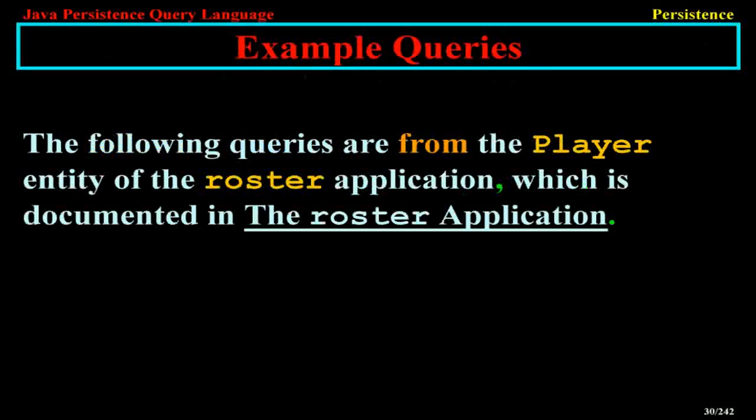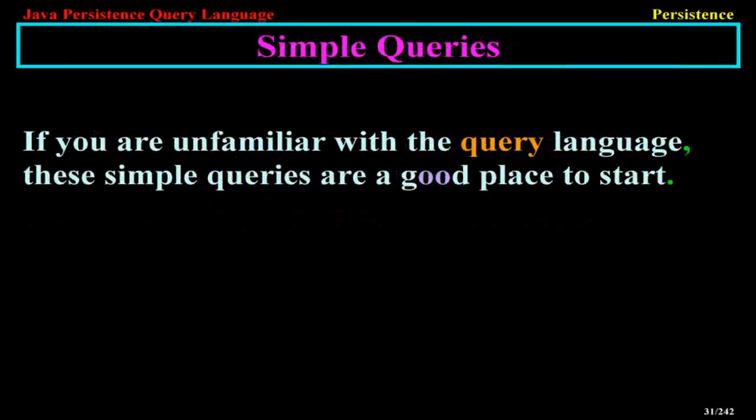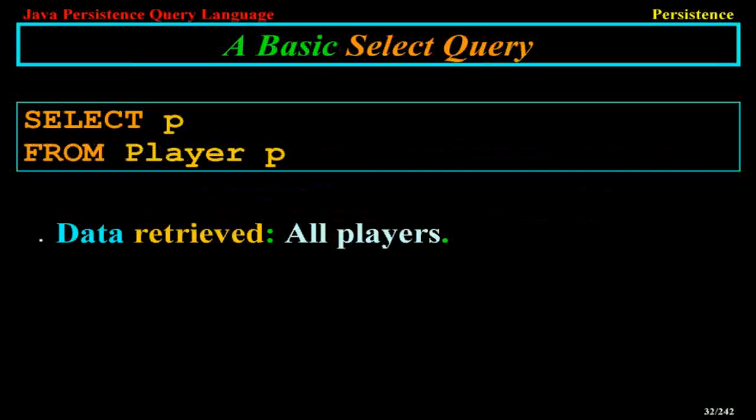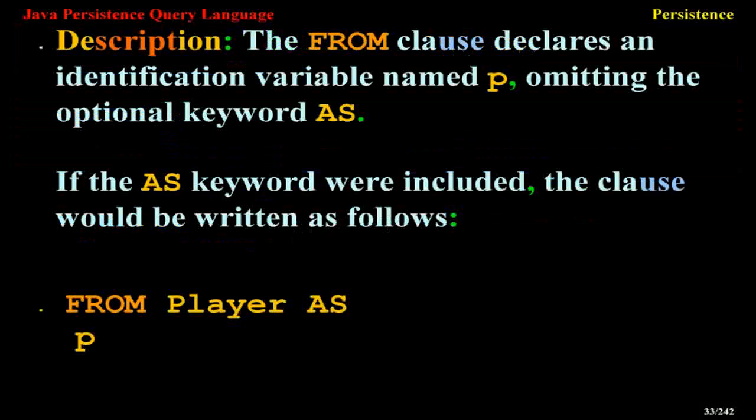Example queries. The following queries are from the player entity of the roster application, which is documented in the roster application. Simple queries. If you are unfamiliar with the query language, these simple queries are a good place to start. A basic select query: SELECT p FROM Player p. Data retrieved: all players.